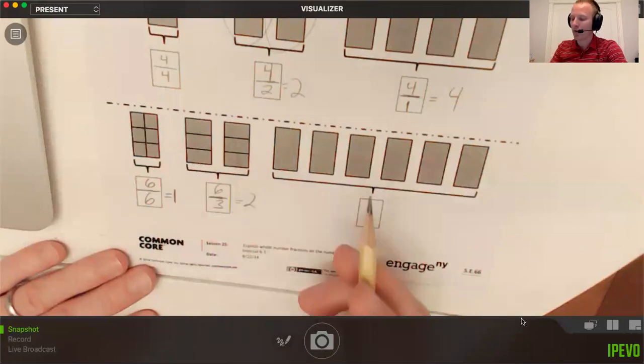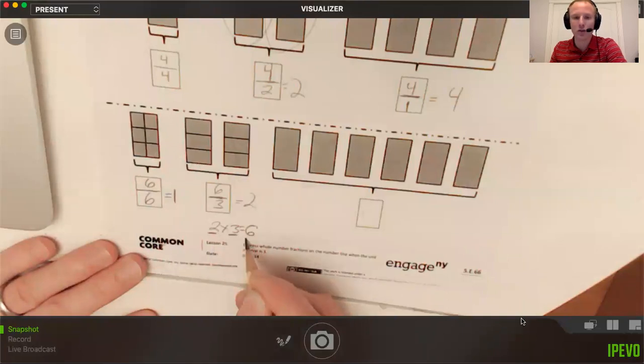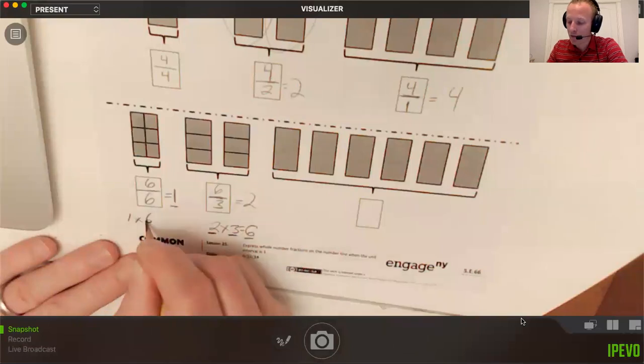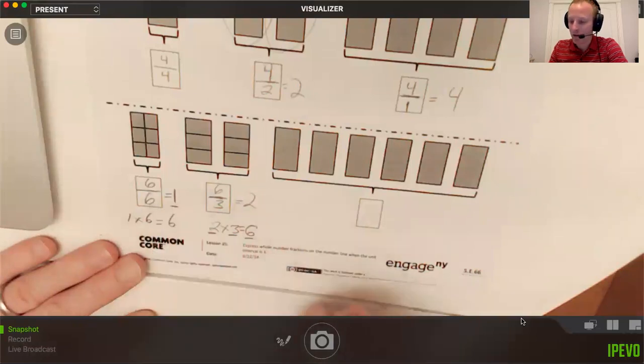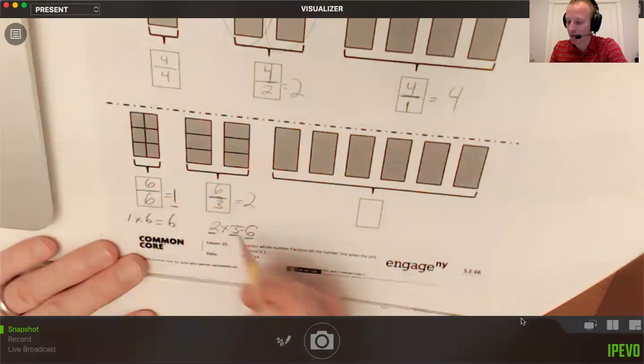Right? You also could think of that as 2 times 3 equals 6. 2 wholes times 3 parts per whole equals 6 total parts. You could think of it this way too, like 1 whole times 6 parts equals 6 shaded in parts. 1 times 6 is 6. 2 times 3 is 6. Right?